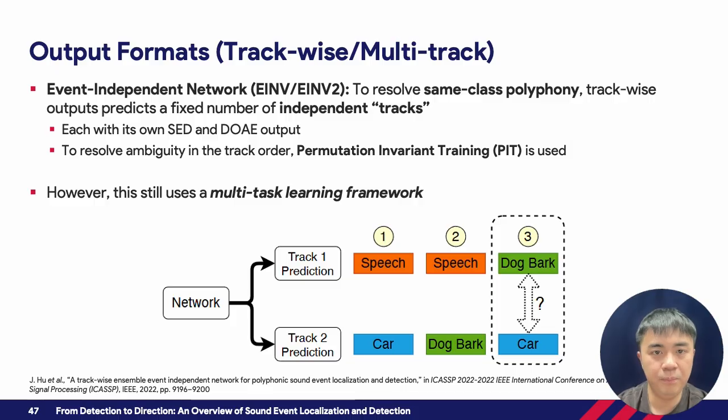Now, as shown in box 3 here, if the model predicts a dog bark on track 1 and a car on track 2, but the ground truth is car on track 1 and dog bark on track 2, how do you calculate the loss? The network's prediction is technically correct, just in the wrong order. This is solved using permutation invariant training, or PIT. During training, you calculate the loss for all possible permutations of the tracks, and then backpropagate the gradients only for the permutation that gives the minimum loss. This forces the model to learn to match its predictions to the ground truth, regardless of the order.